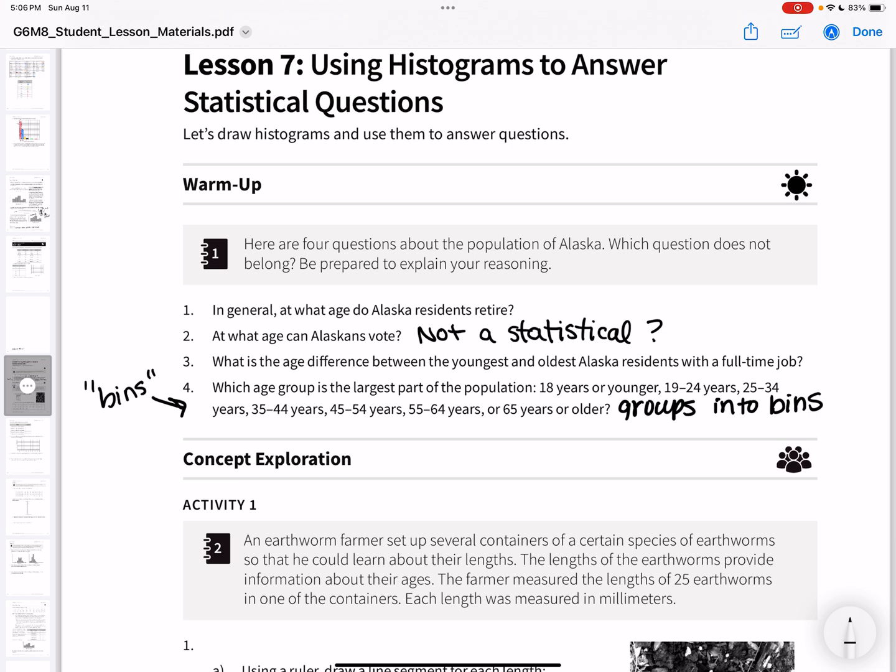In general, at what age do Alaskan residents retire? Okay, this is the only question that asks for the center of data, containing the ages at which Alaskan residents retire. So this is asking for the center of data.